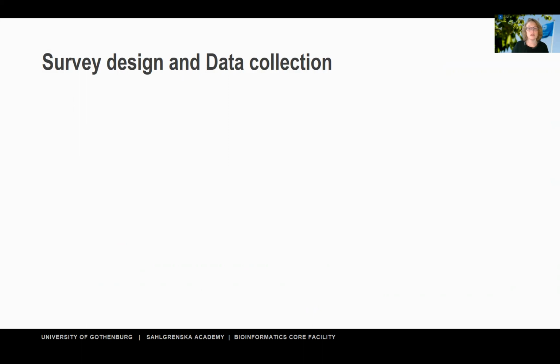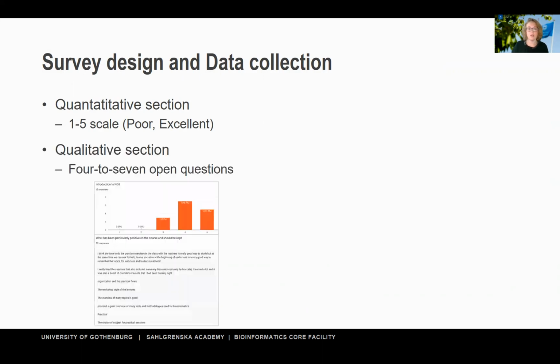Regarding the survey design, we have 1 survey per course. We have a quantitative scale where 1 is poor and 5 is excellent. We have a qualitative section ranging from 4 to 7 questions. These are general questions regarding improvements or overall design of the course. These were encoded based on the standard content analysis framework.